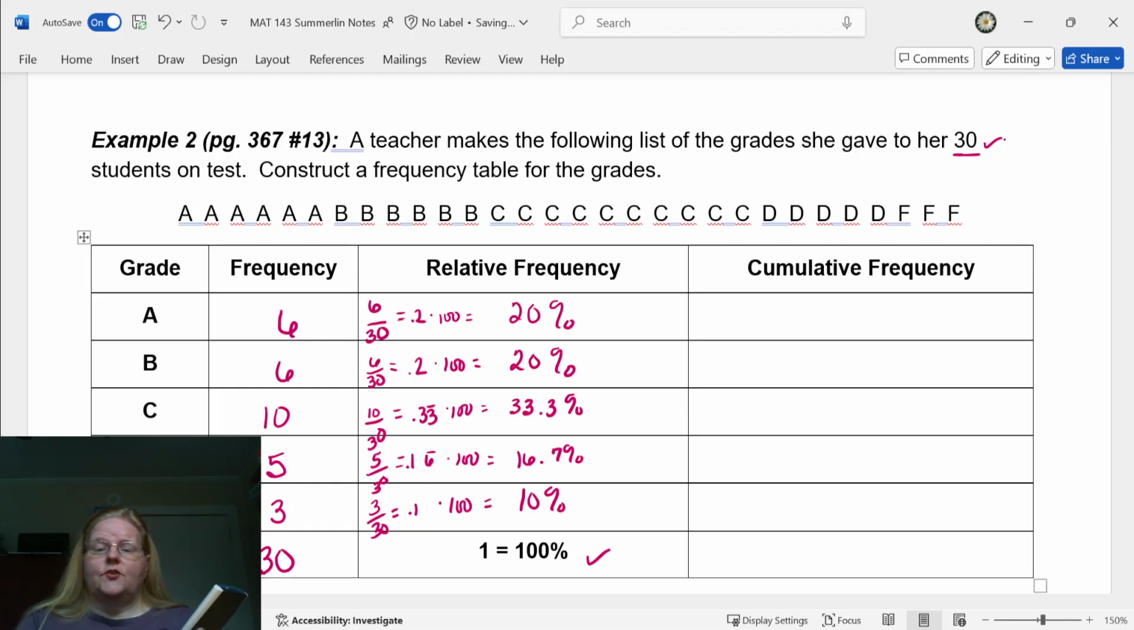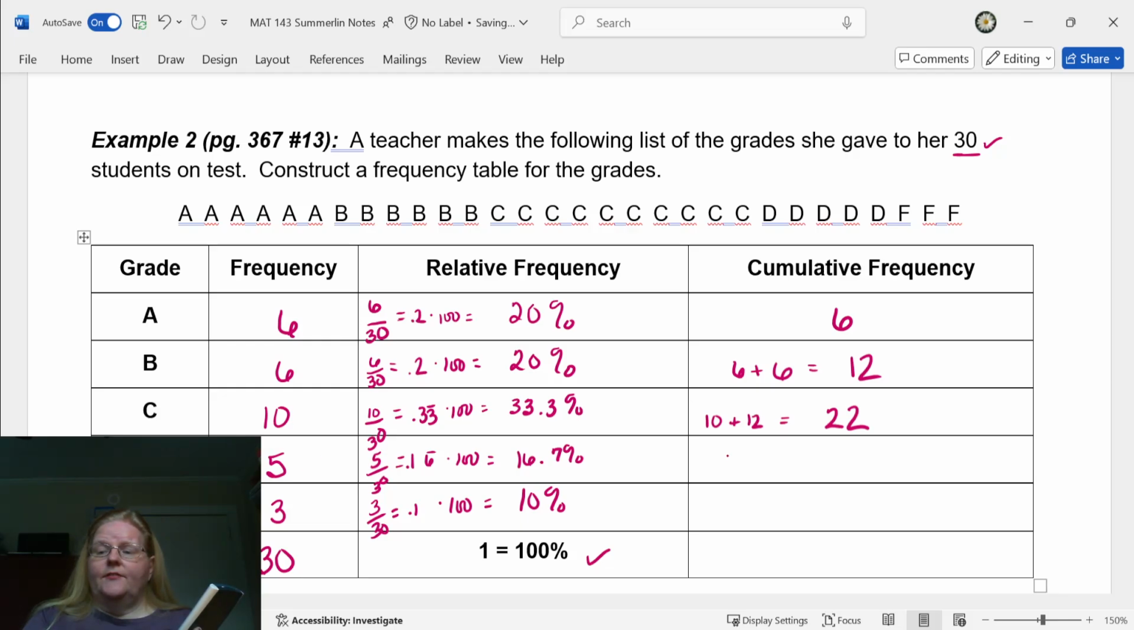Cumulative frequency starts with this frequency here. We start with our 6. Then the next one says we have 6 here. We add the number above. So 6 plus 6 equals 12, my cumulative frequency. Then I take this number, 10, and I add every number above. So 10 plus the 12, because that was every number above, is going to give me 22.